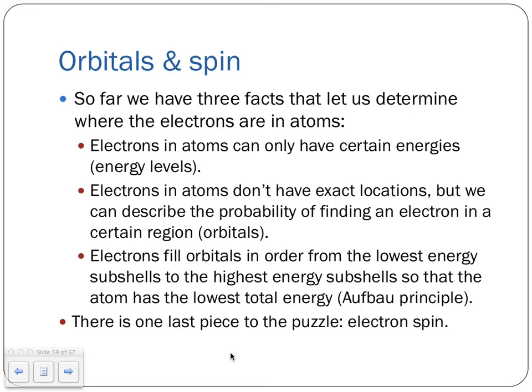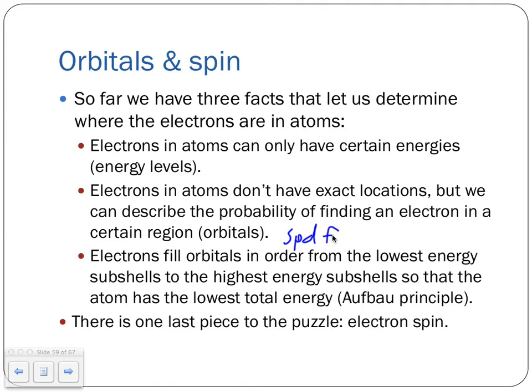Electrons in atoms don't have exact locations, but we can describe the probability of finding the electron in a certain region. Those are what we call the orbitals. And so we could say there's like a 90% chance of finding it in a certain region. And we said those orbitals have different shapes that we talk about as being like s, p, d, f, g, and so on.